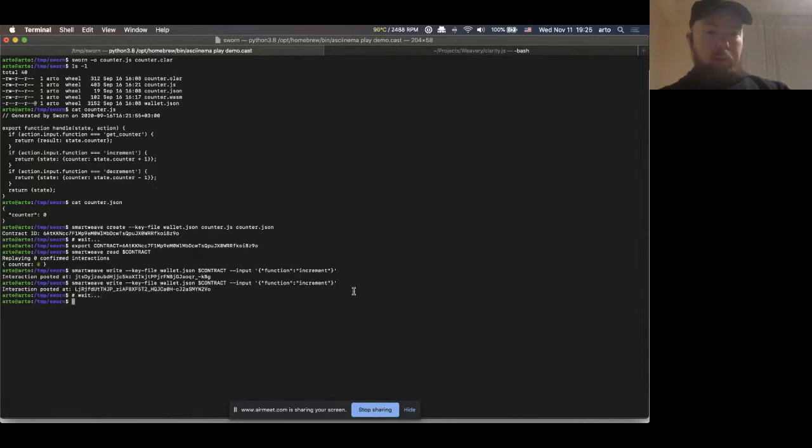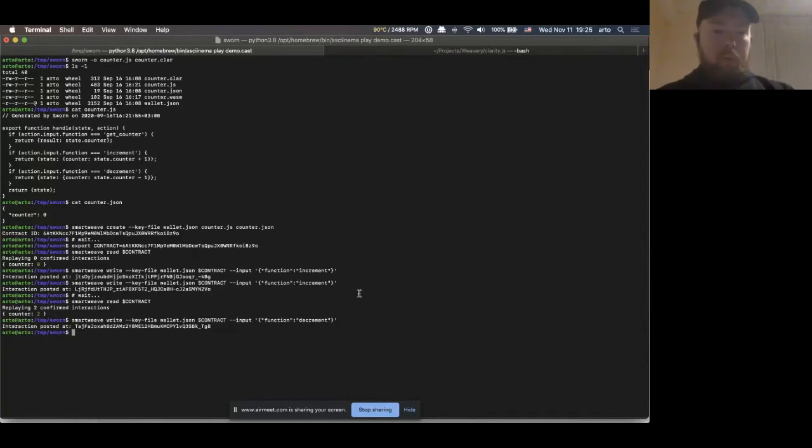So now we've executed a couple of increment calls with SmartWeave, and then after those transactions confirm, we read the counter state and it's indeed 2 as it should be. And we do a decrement the same way. Again, wait for it to confirm, and the counter has been updated to 1.